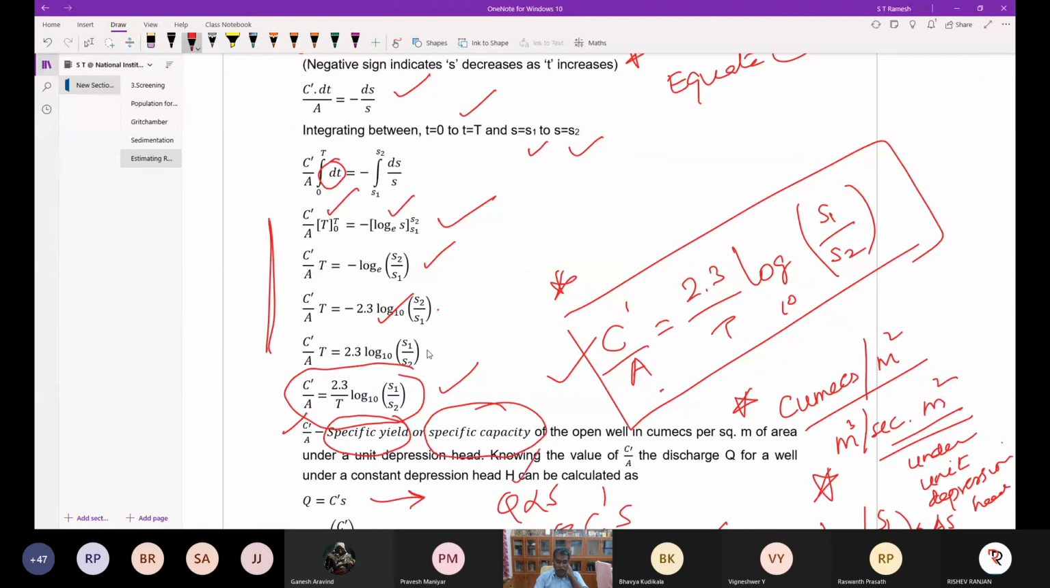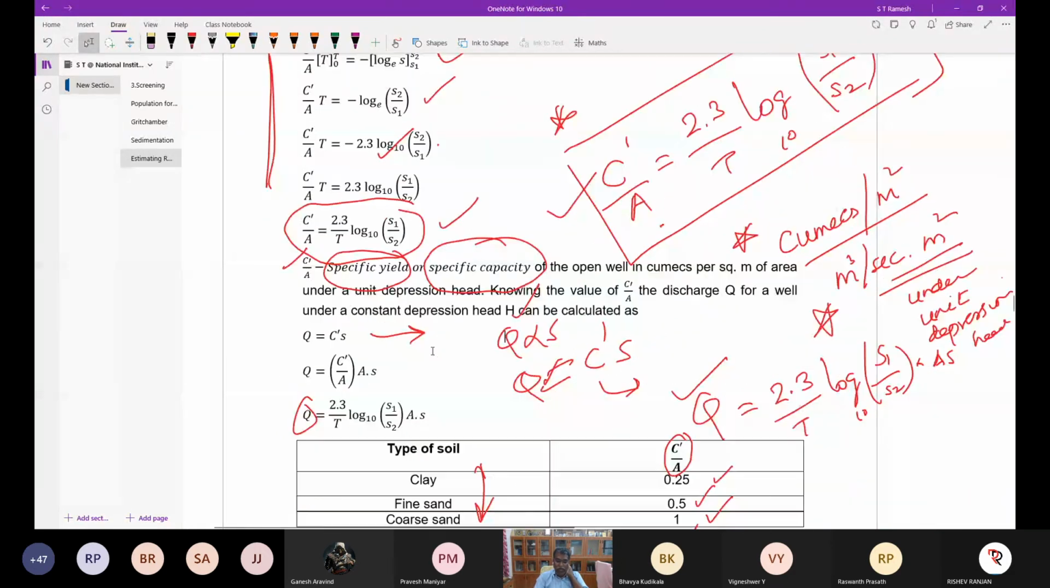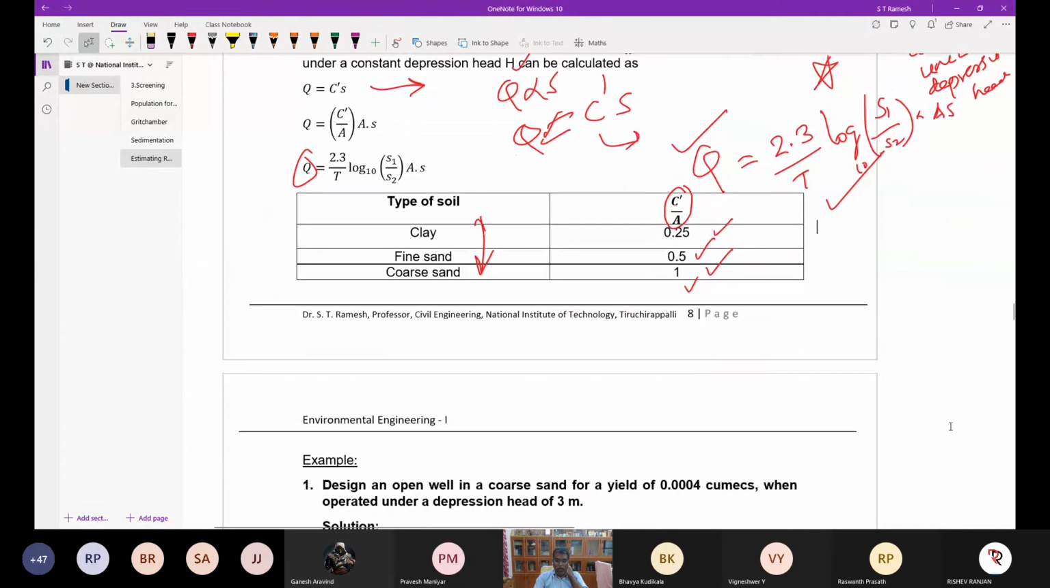And Q we are already familiar: Q = C' S. Substitute C' = 2.3 A by T log10 (S1/S2), and you get Q. You can use this formula to calculate the Q value from the recuperating test. Is it okay?